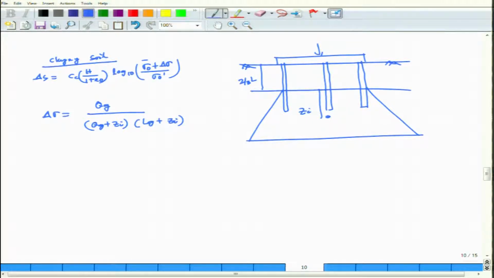So, I will stop here. Next class I will solve a problem on settlement of pile groups, a complete case, showing how to calculate it, whether it is a friction pile, end bearing pile, or both considering friction and end bearing. Thank you.